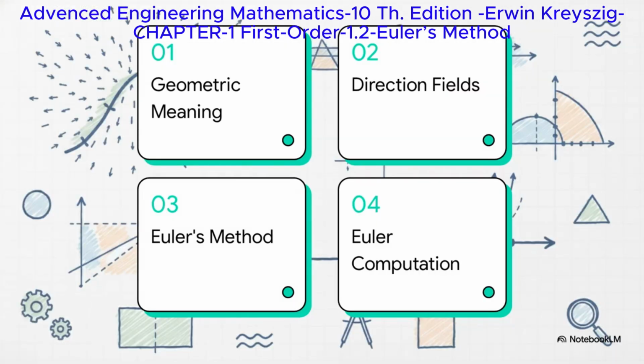Okay, here is our roadmap for today's session. First up, the geometric meaning and slope. 2, direction fields, which is our graphic method. 3, Euler's method, diving into the numeric approach. And finally, number 4, a step-by-step Euler computation.